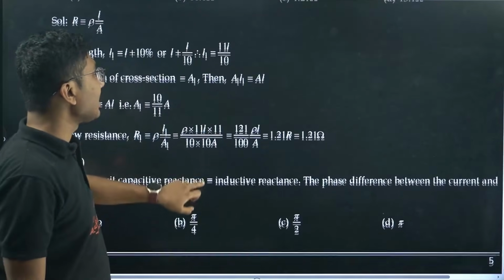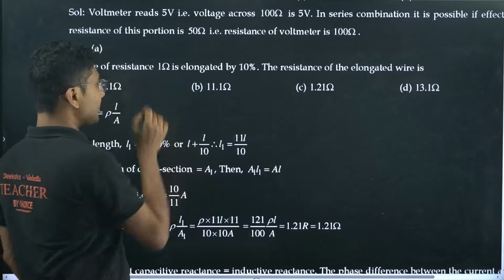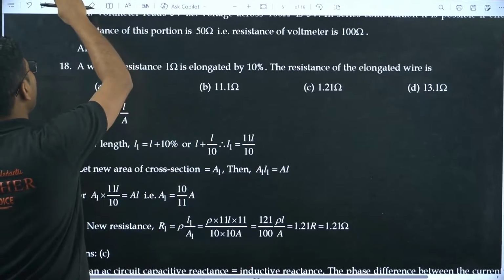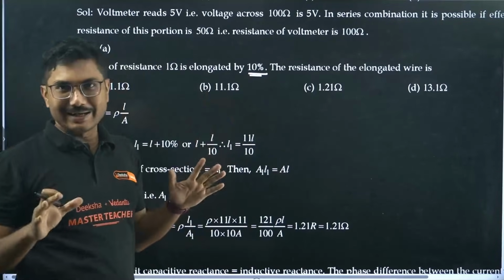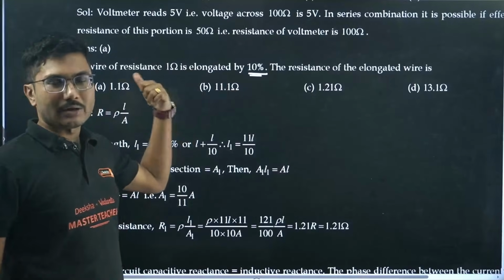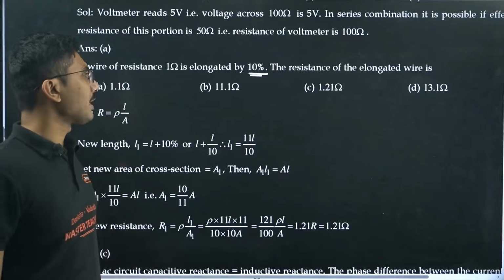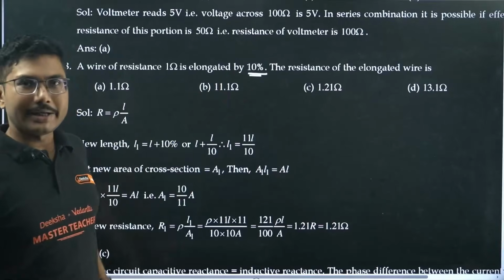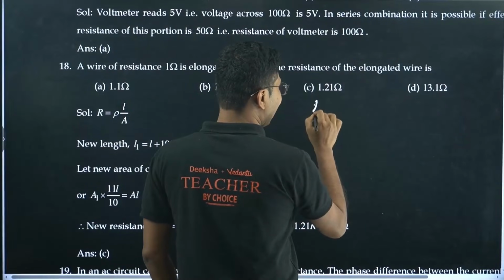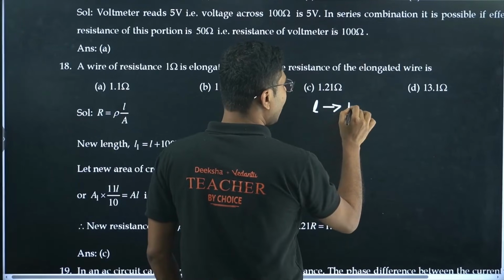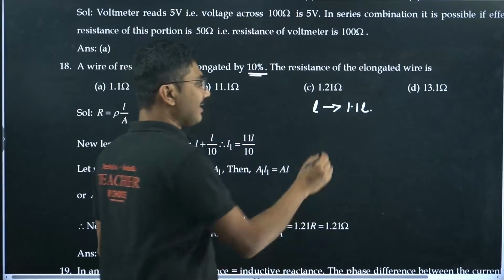Now there is a shortcut method, always remember. If the original resistance is given 1 ohm, and length is elongated by 10%. Remember, when you are elongating or stretching a wire, its area decreases. So you cannot simply calculate based only on length, you also have to consider the area. Now what is the shortcut method? Length is elongated by 10%, so if the initial length was L, the new length will be 1.1 L, right? Now this is the factor that you need to consider.